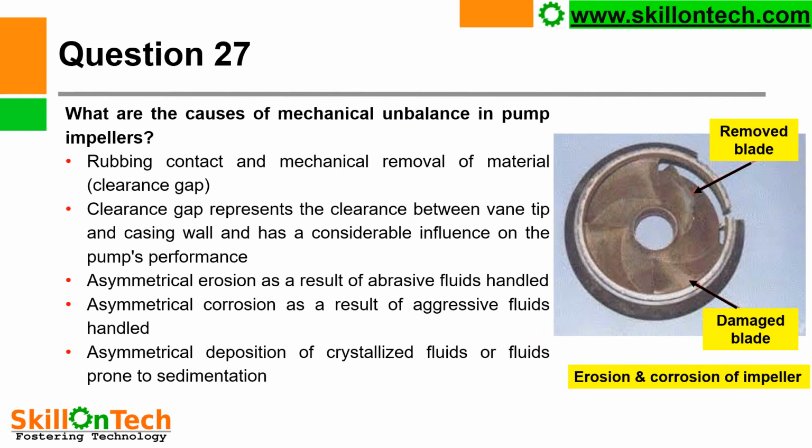What are the causes of mechanical unbalance in pump impellers? You can see a picture of an impeller where blades are damaged and heavy erosion and corrosion has occurred in the impeller. Rubbing contact and mechanical removal of material. So there may be a rubbing between rotating components and stationary components of the pump casing, and that may cause removal of material from impeller or casing. So it will increase clearance gap.